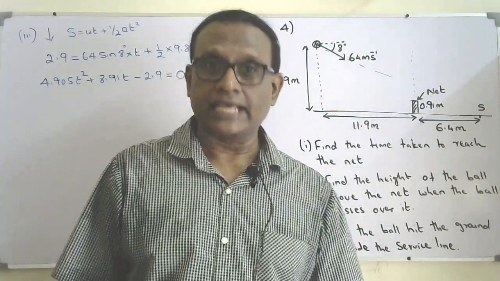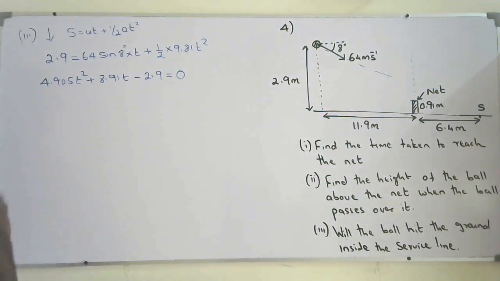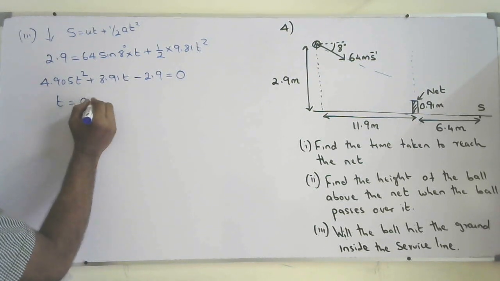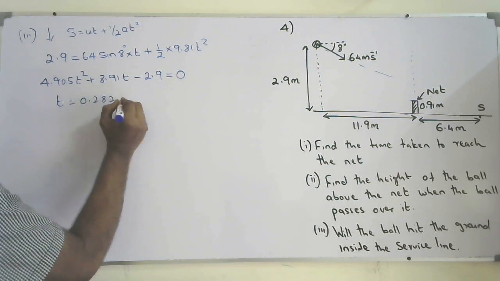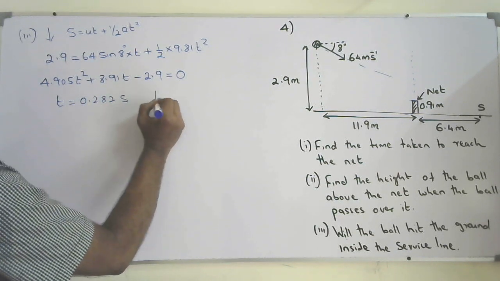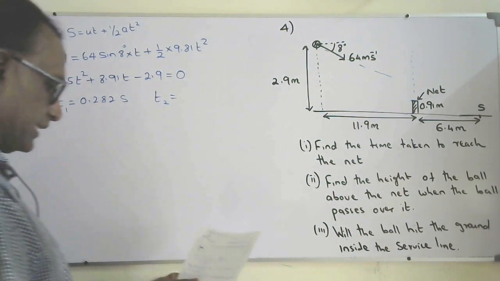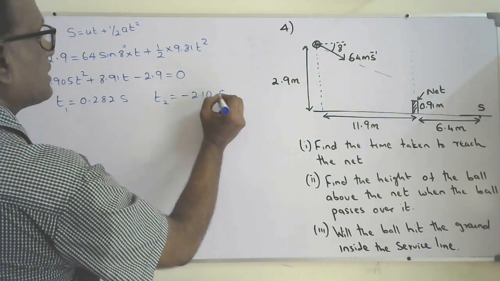So you are allowed to use a calculator. Solve it by using the calculator and find the time. You will get two answers. The first answer is 0.282 seconds. And the other answer, I can call them T1, T2, the two roots of this quadratic equation, will be a negative value, negative 2.10 seconds.